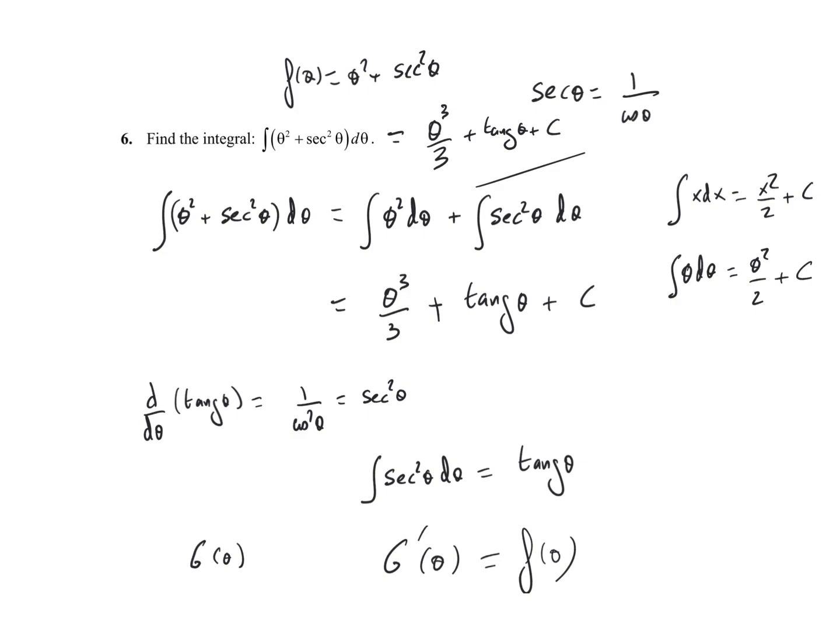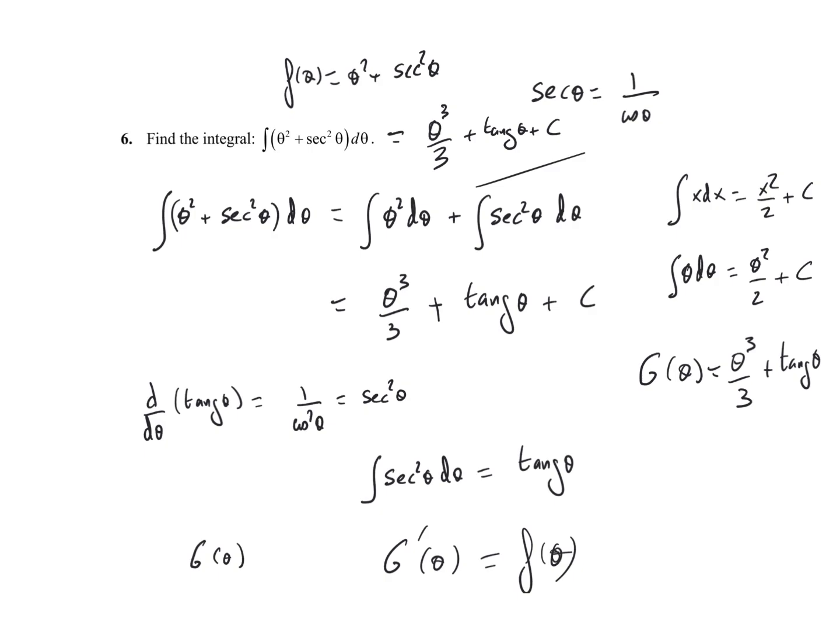So in our case, g of theta is the function theta cubed divided by 3 plus tangent theta plus c. And what we want to prove is that g prime of theta, the derivative with respect to theta of g of theta, is f of theta. You can prove it. Okay, you can do it.